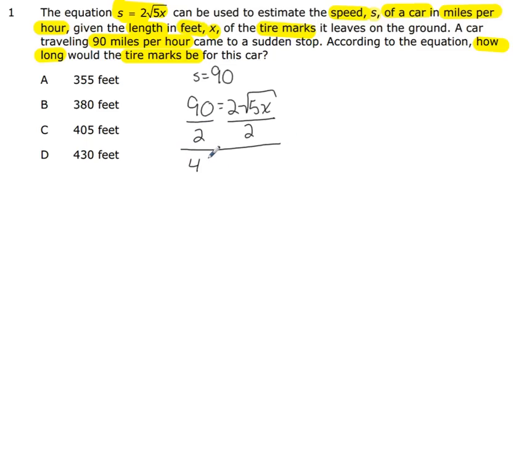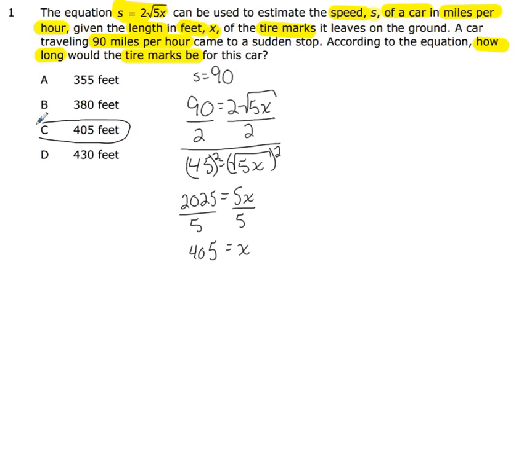We get 45 is equal to the square root of 5x. Now I can get rid of the radical by raising both sides of the equation to the index. The index for this one is 2, so I'm going to square both sides. All right, so the square root squared cancels out. I'm left with 5x on that side. 45 squared is 2025. So my last step, divide both sides by 5. And I get x is equal to 405 feet, which is C.